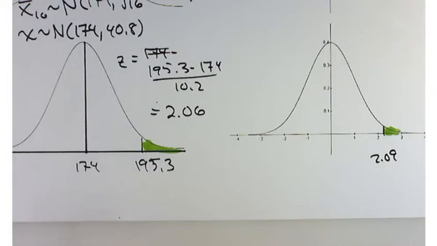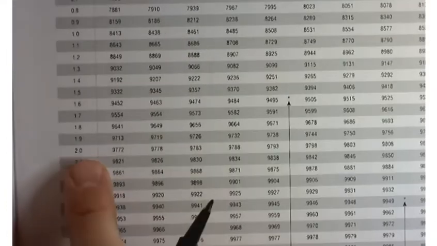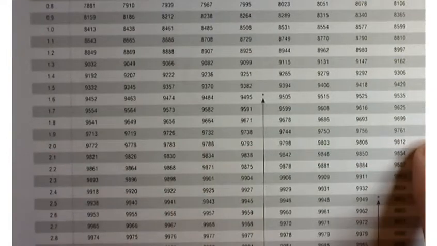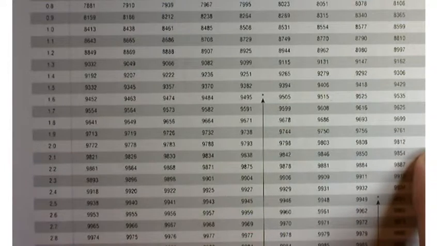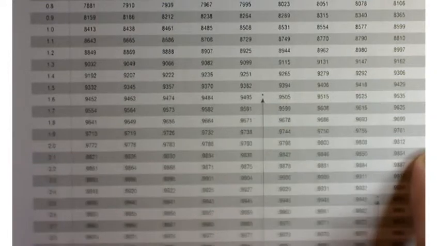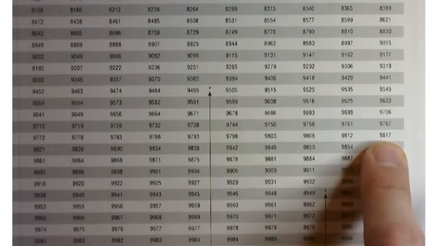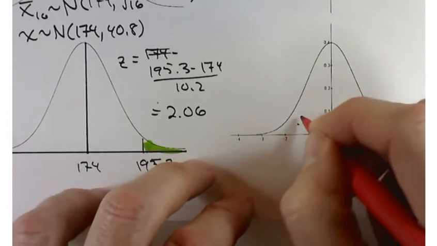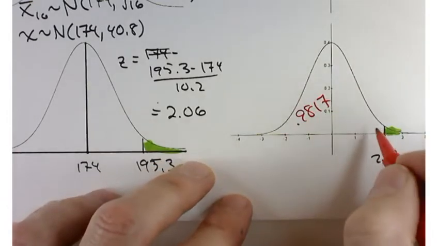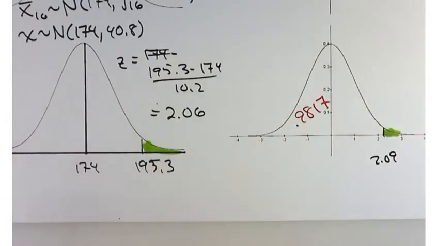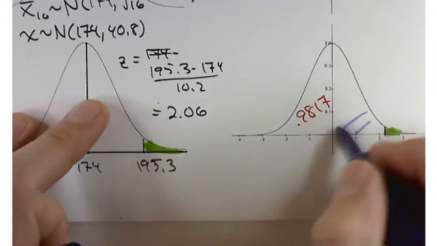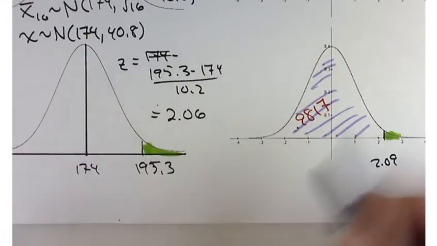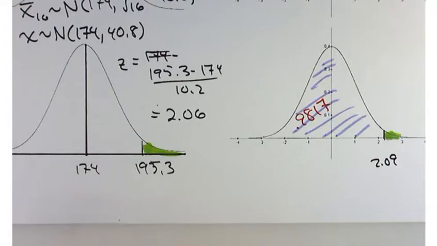When we look up 2.09, 2.0, and then all the way across to 0.09, we get 0.9817. But keep in mind what that represents. That 0.9817 is the area here to the left of that point. And that's not the area we want, is it? We want the area in the right tail.